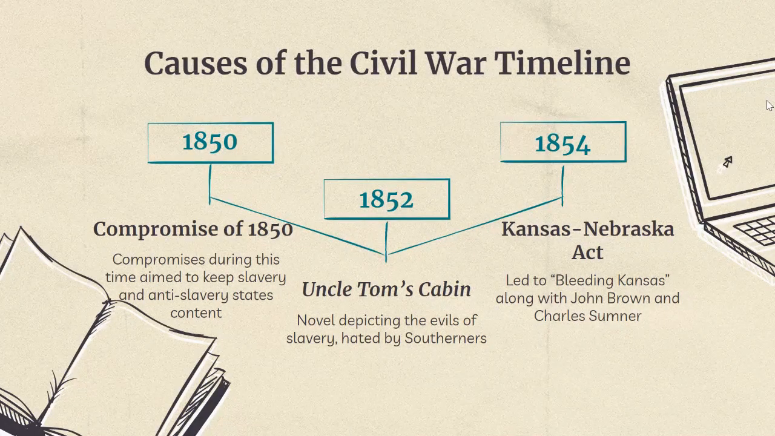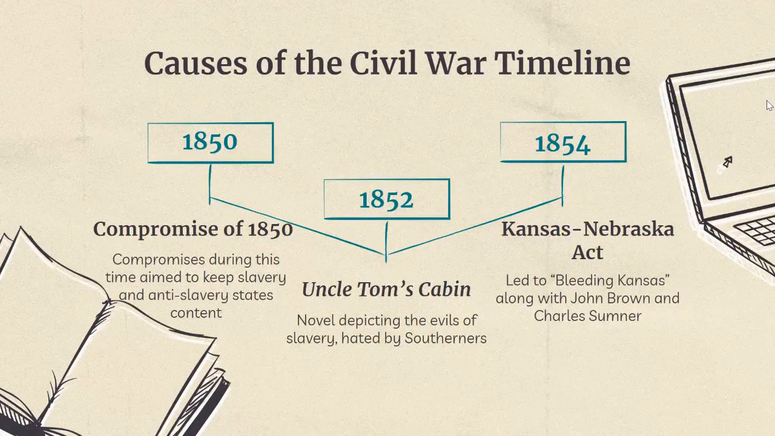Uncle Tom's Cabin in 1852, that is a novel. And what the novel really does, even though it's a fictional story, is depict the evils and the happenings of slavery. The novel is absolutely appreciated and loved by abolitionists in the North. And at the same time, it is absolutely hated by Southerners, and Southerners represent these slave states. So you can see why they would dislike that.